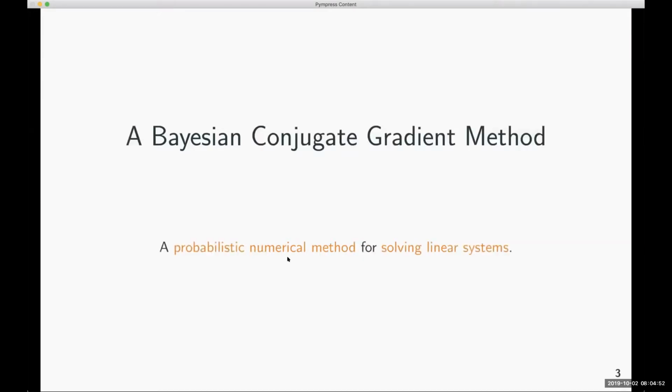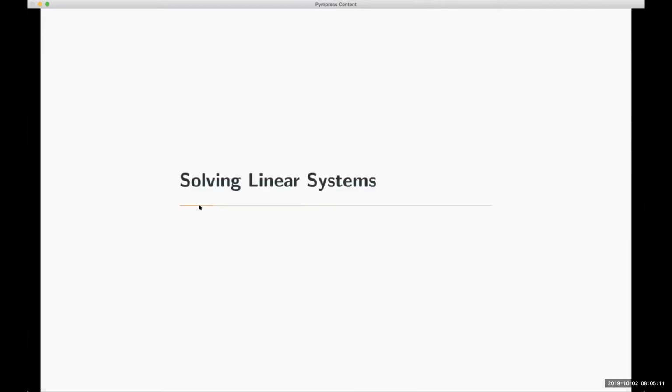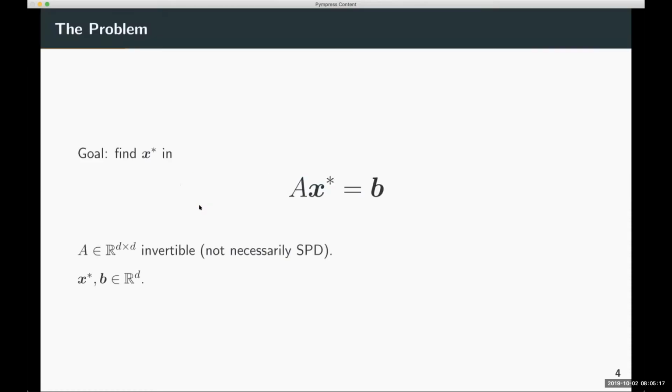So putting that all together, the talk is about a probabilistic numerical method for solving linear systems, and the probabilistic numerical method is going to be ideally Bayesian, and it's going to have a relationship to the conjugate gradient method, which we'll see how it's related throughout the talk. But before we get to the Bayesian conjugate gradient method, I wanted to give some background on how we solve linear systems in general from a classical perspective.